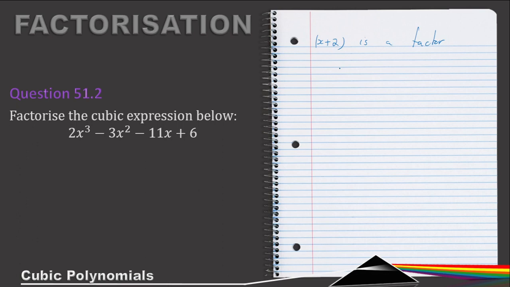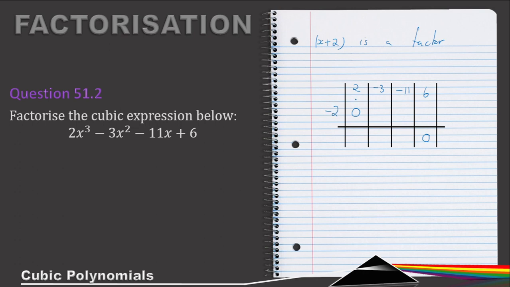Right? And we are now just starting with the matrix method. So I'm going to draw those. And my coefficients are 2, minus 3, minus 11, and plus 6. So just be careful with your signs here. We start with 0, we end with 0. Then we have our x value as minus 2.